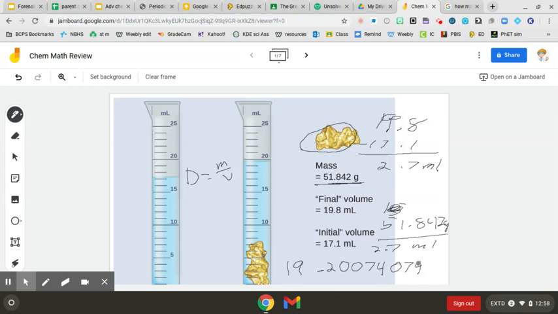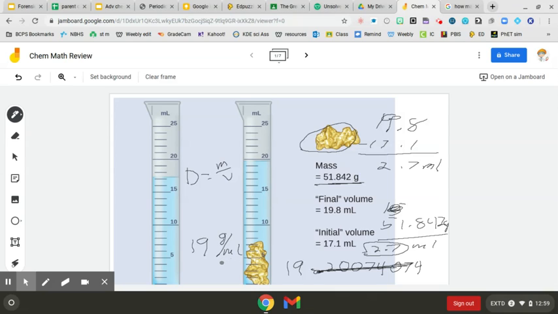Okay, but that's a lot of significant figures that I can't use because this piece of data that I used only has 2 significant figures. And when you're multiplying and dividing, that means my answer is limited to the number with the least amount of significant figures. So since this one only has 2, my answer can only have 2. So I have to drop all of this stuff and just say 19, and that is grams per milliliter.